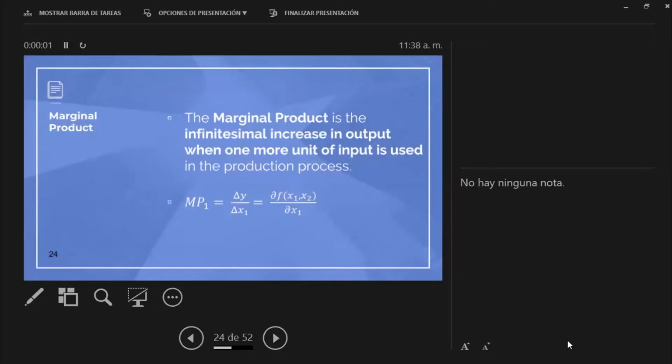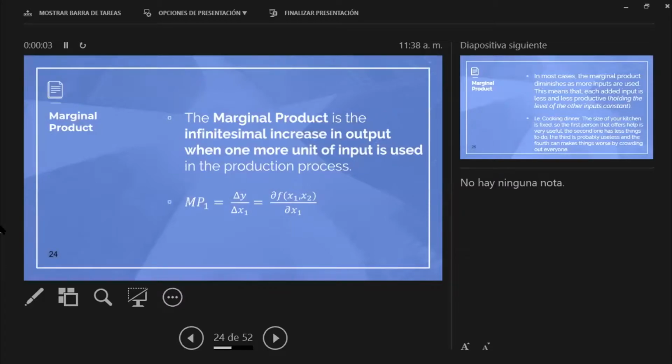For the sake of our class, the way you calculate it beforehand, or a priori, is with this formula that is there in the second bullet of the slide, which basically is the marginal product of the first input, is the change in the final output y when you increase one more unit of x1. It's literally the partial derivative of your production function with respect to that x1 input.